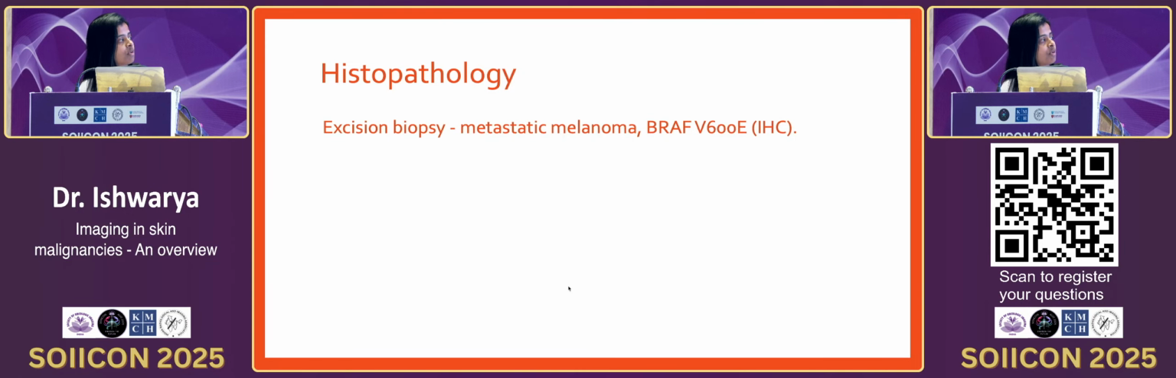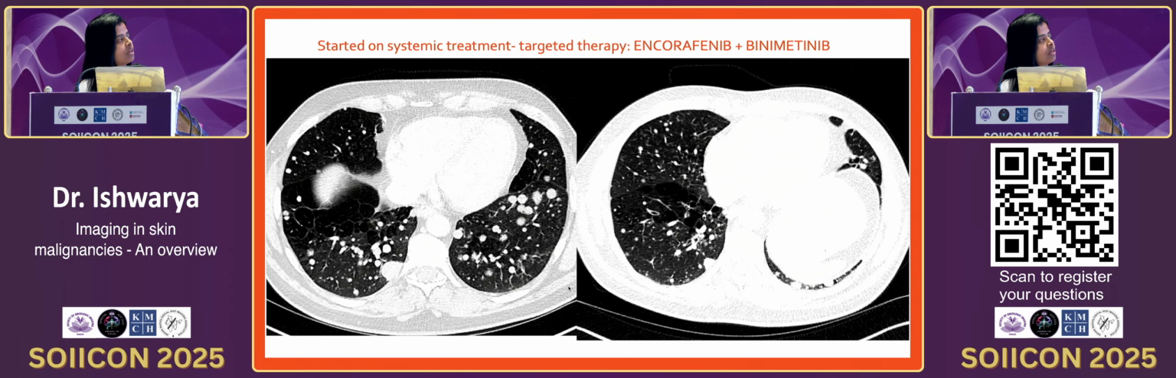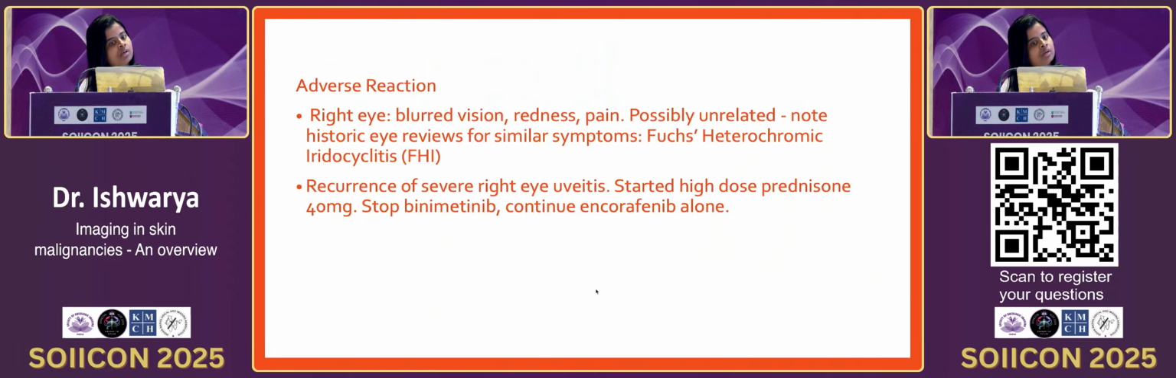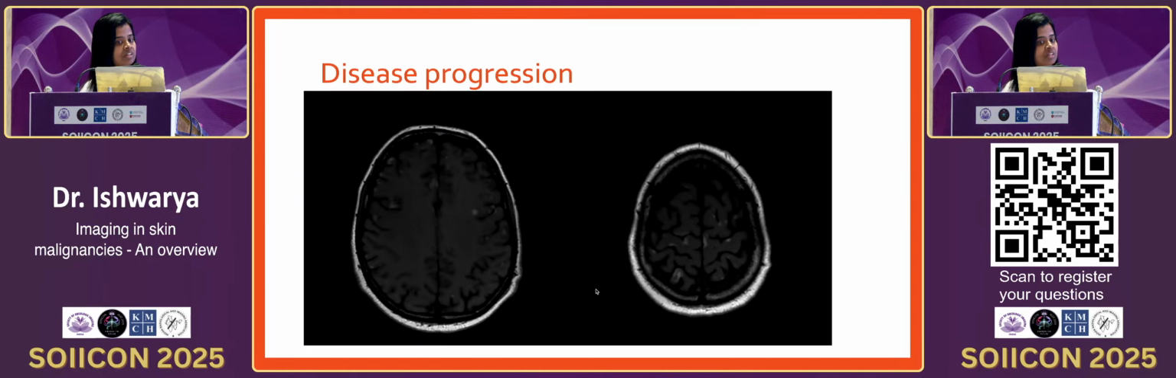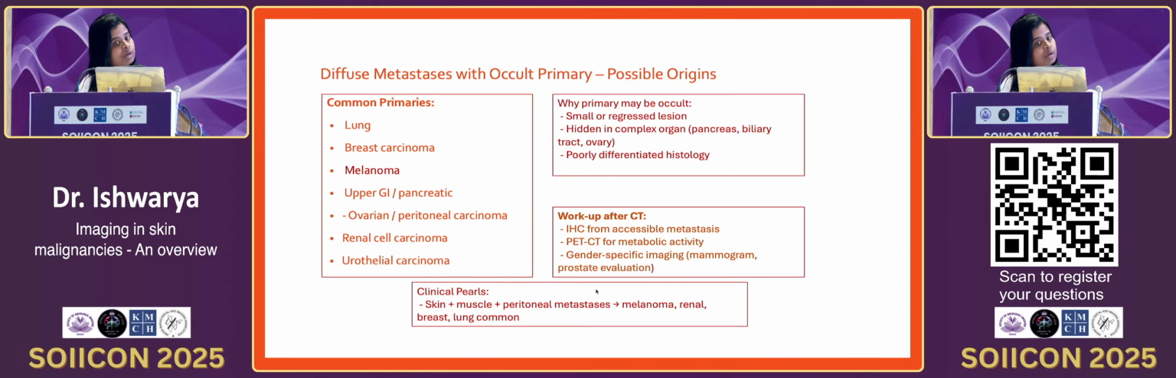and one of the biopsies from one of the specimens proved it to be a metastatic melanoma, and the patient underwent a systemic treatment, which shows a 3-cycle follow-up, showing a partial response with the reduction in the size of pulmonary nodules. But in the interim, the patient developed an adverse reaction to one of the targeted therapies and had to go on to a single component, and then unfortunately had a disease progression with a new brain metastasis and a leptomeningeal metastasis. So a diffuse metastasis with the occult primary.